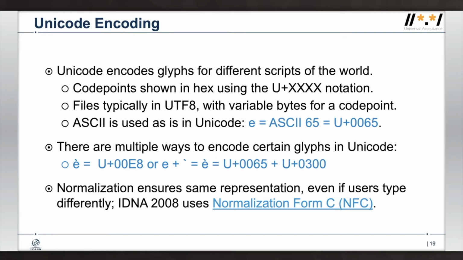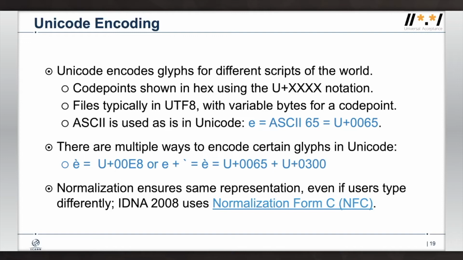Another thing to note is that Unicode can represent a single character in multiple ways. So E with an accent here can be represented in Unicode directly with 00E8, or it can be represented with two code points, E followed by an accent, which is a combining mark. To address the ambiguity, because then the user can type the same string in two ways, Unicode introduces normalization forms which map all the different input possibilities into a single string.